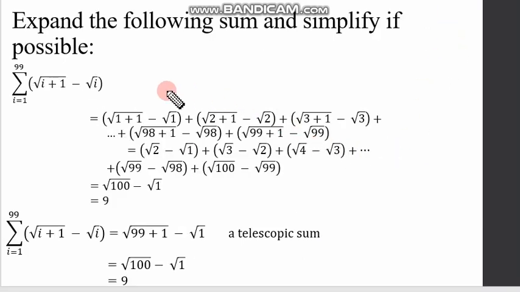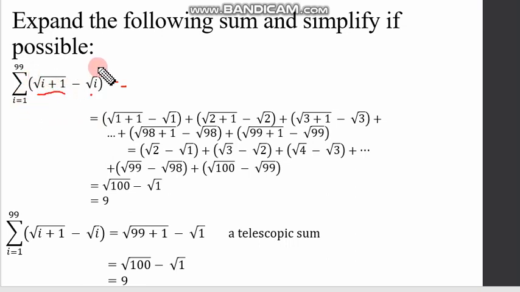Okay, this is an example of a telescopic sum. So the summation of square root of i plus 1 minus the square root of i. So the form there is f of i plus 1 minus f of i. Here there is a little modification, which is the radical sign. So square root of i plus 1 minus square root of i from i equals 1 to 99.